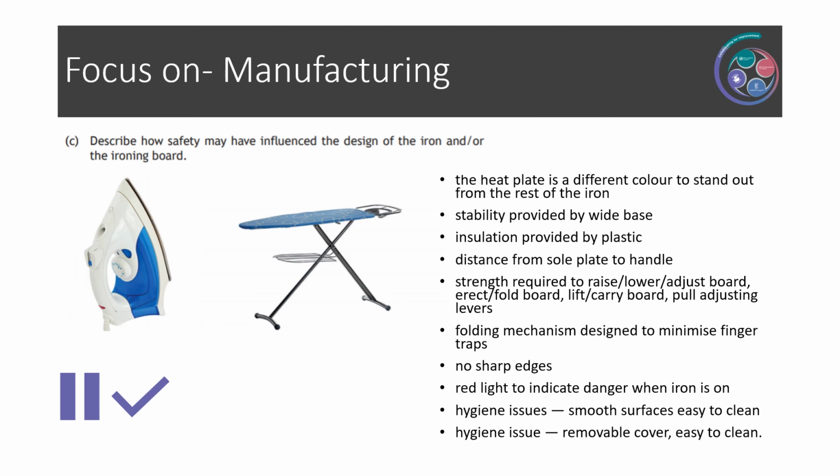There are also some hygiene issues. The iron needs to have a smooth surface to make it easy to clean. And the ironing board needs to have a removable cover which is easy to clean. All of these have influenced the safety of these products. If any of these were not being met, the products would not be safe to use. These are safety issues.